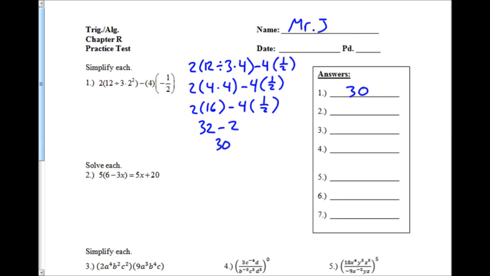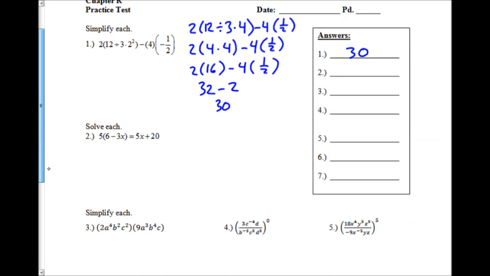Okay? If I look at the next one, I want to solve this for x, so I'm going to simplify and then solve. So the first thing I'm going to do here is distribute that 5. When I distribute the 5, I get 30 minus the 15x equals 5x plus 20. I've got to get my variables on the same side, so I'm going to add the 15x to each side.